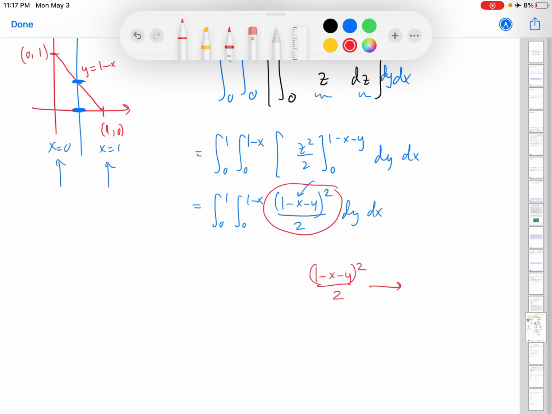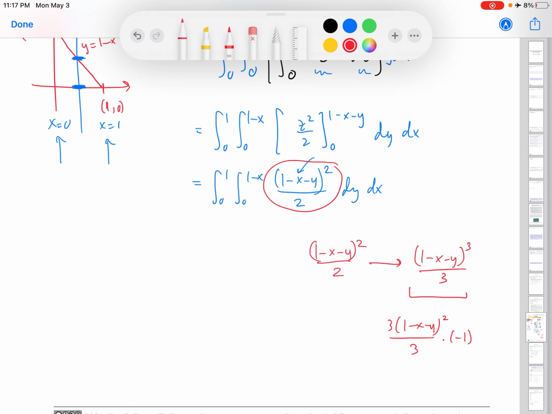If I integrate this, you might think 1 minus y minus x cubed over 3, and maybe some other negative sign somewhere. We don't know that yet, so we can take this expression and differentiate it with respect to y, a partial derivative. We would bring down the 3, the 2, and then times the derivative of the inside with respect to y, which would give us a negative 1. Okay, so we don't have that here, so we put it in.